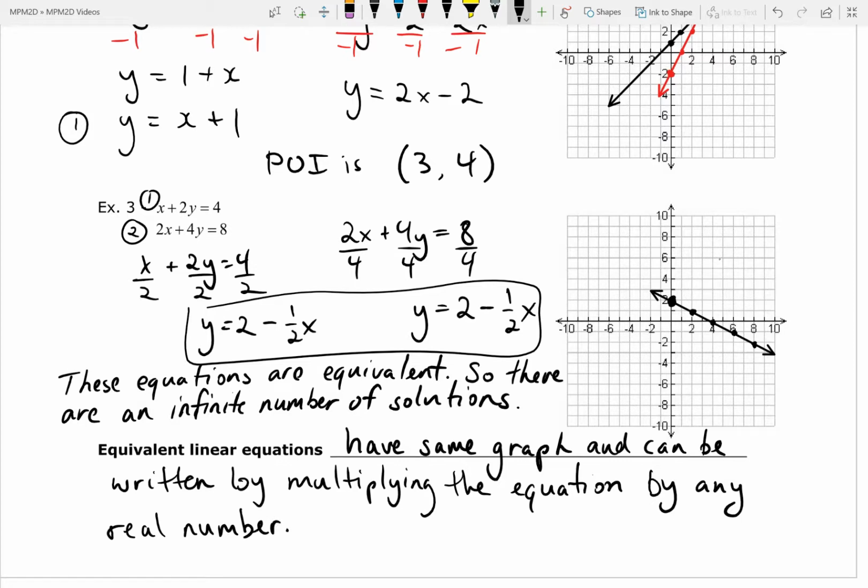Okay, what this essentially says is that if you took this equation, y equals 2 minus 1 half x, and multiplied by any number, so you can multiply it by 2. If you multiply it by 2, you get the same thing as equation 1. If I multiply the equation by 4, I get the same thing as equation 2. So no matter what number I multiply the entire equation by, I'm going to get the same thing. It's the same line. It's the same graph. So that's what that means. Okay, so let's solve another one.